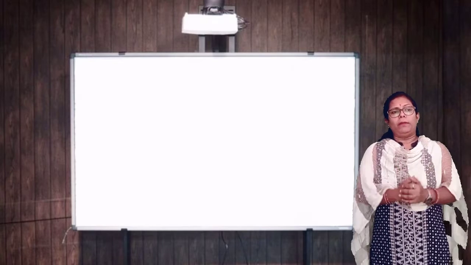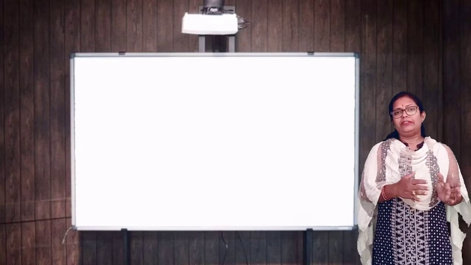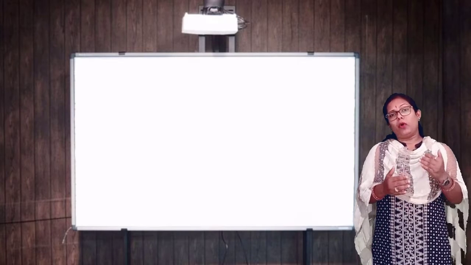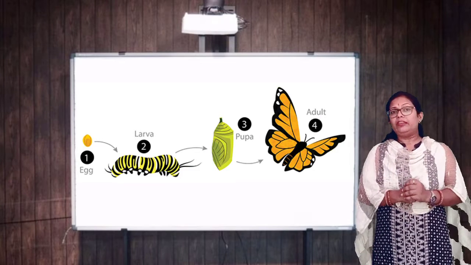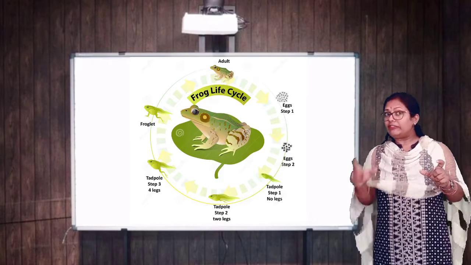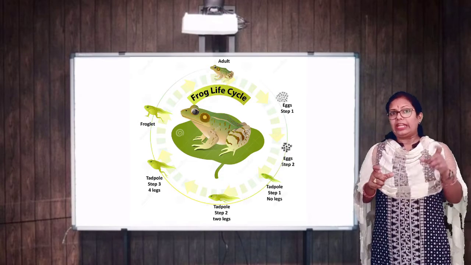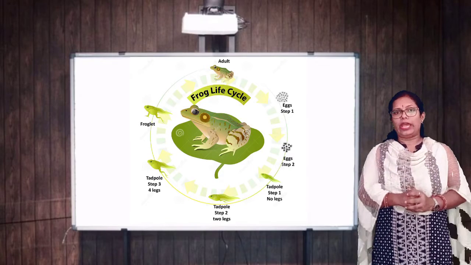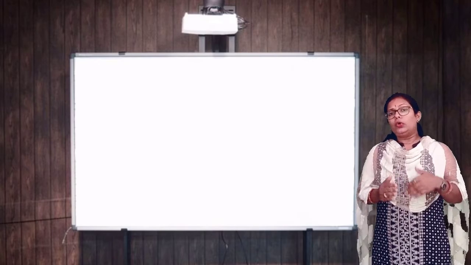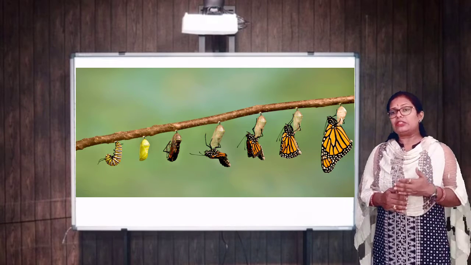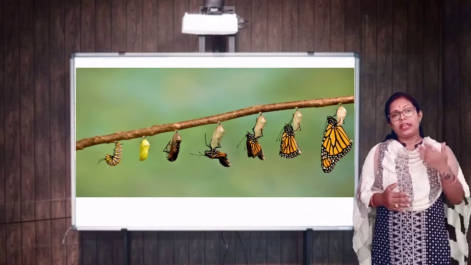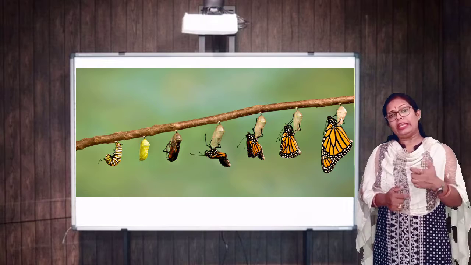Now, if we talk about insects and amphibians, the newly born offspring are very different from the adult ones, and these newly born offspring are known as larvae. These larvae go through various stages of development during the life cycle and change into an adult.